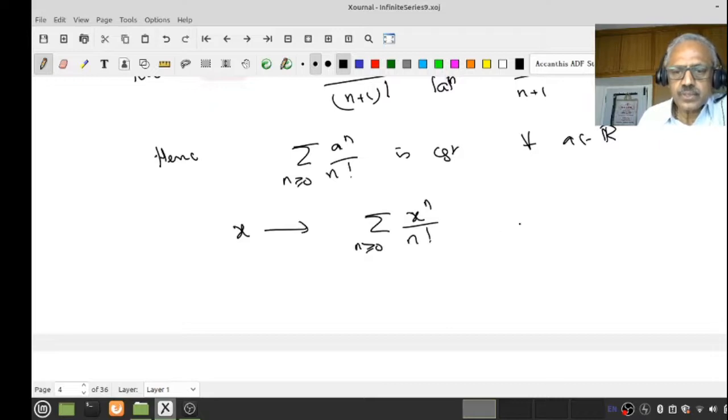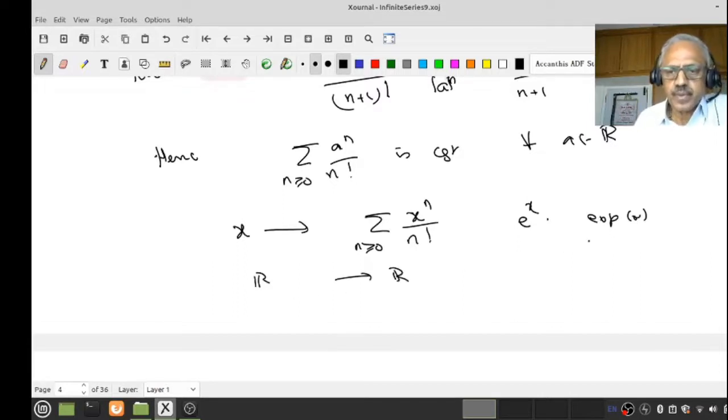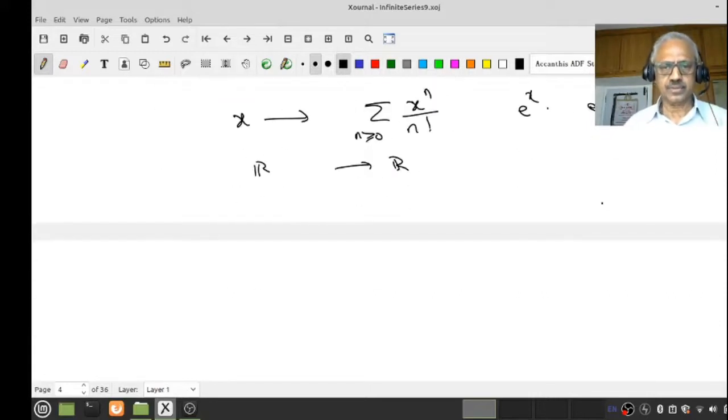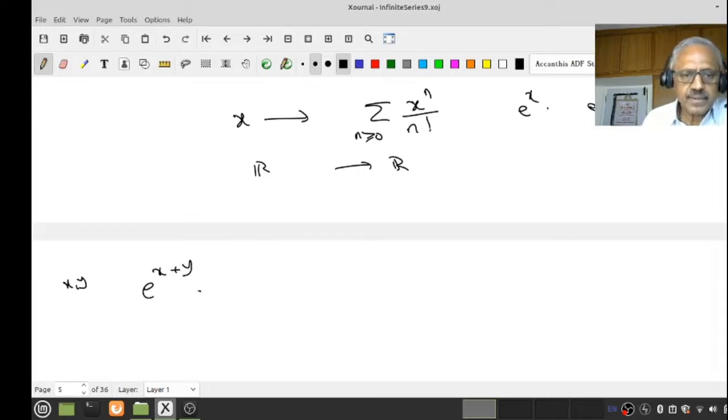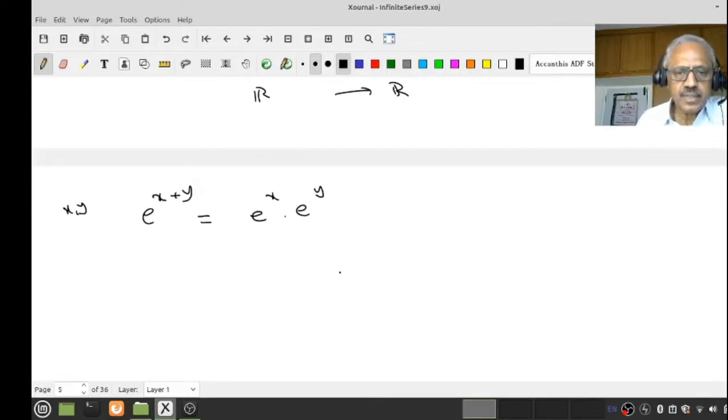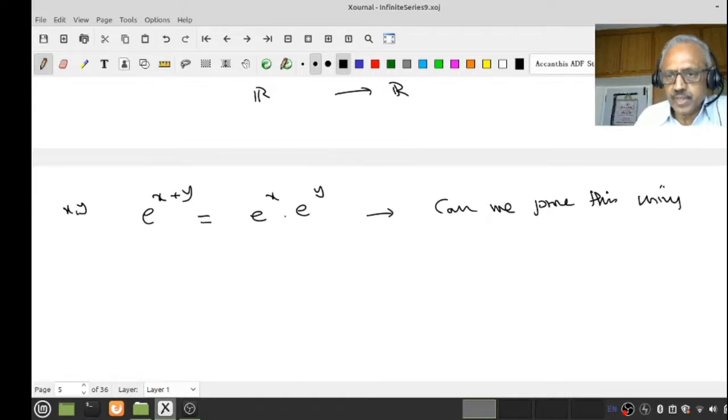n greater than or equal to 0. This function is what is denoted by e^x, or exponential of x. This is a function from R to R. Is that clear? All of you must have seen it in your calculus course. Now, the most important fact about the exponential function is, if I have two real numbers x and y, e^(x+y) is e^x times e^y. Now I want to know whether I can prove this using our definition.